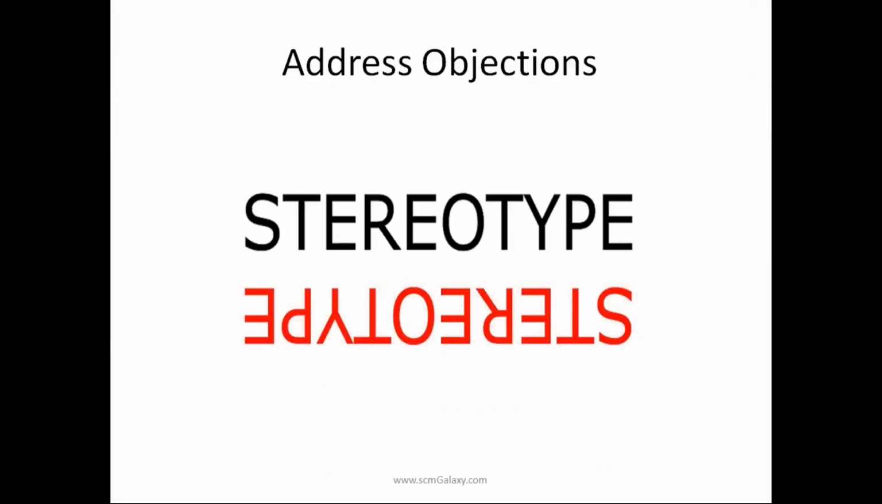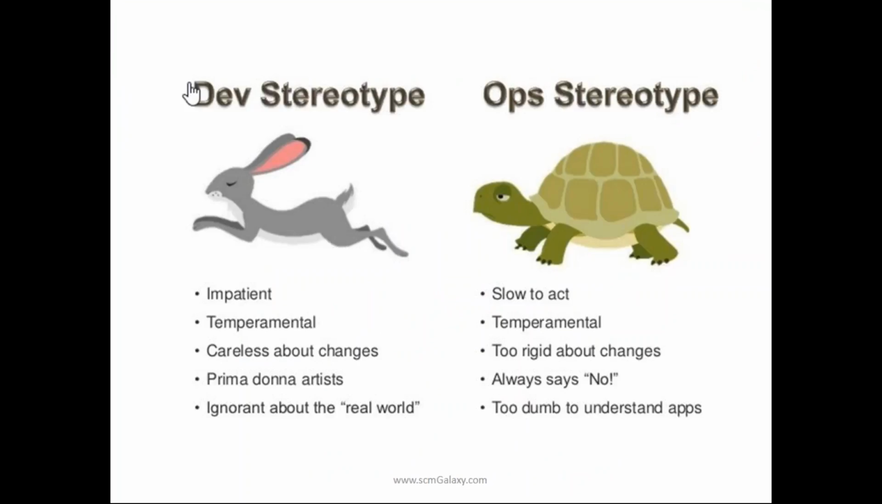Now I am going to discuss some of the stereotypes we have in the current practice. We have a stereotype about dev and ops. As dev, we think operations is very slow, temperamental, too rigid about changes, always says no to everything, and too dumb to understand the application. At the same time, ops thinks devs are impatient, temperamental, careless about changes, prima donnas, and ignorant about the real world. One says you are ignorant about the real world, the other says too dumb to understand the apps.